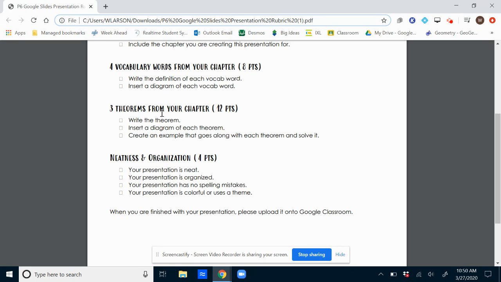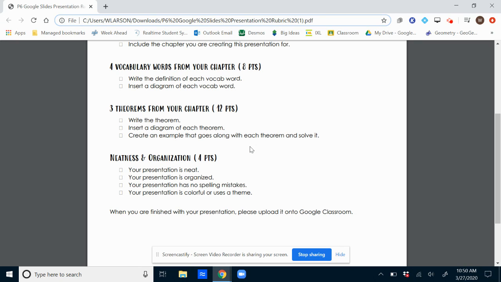Same as vocab, with the 3 theorems you can spread those out over 3 different slides. If you could fit them into one slide, go for it. I would say most likely you're going to have to split those up into one slide per theorem.